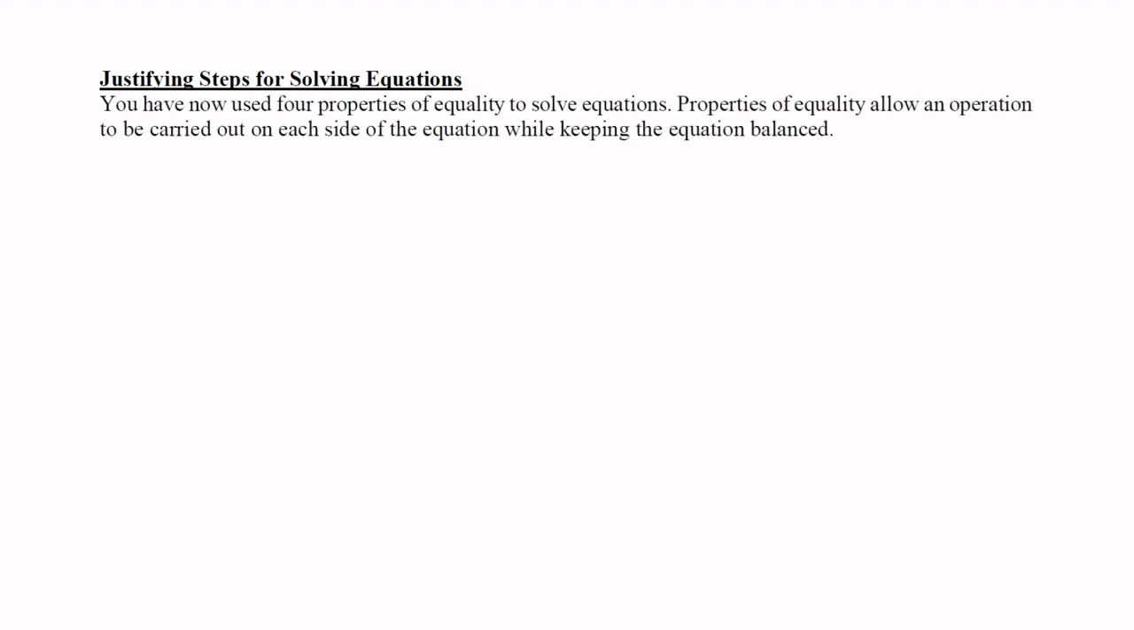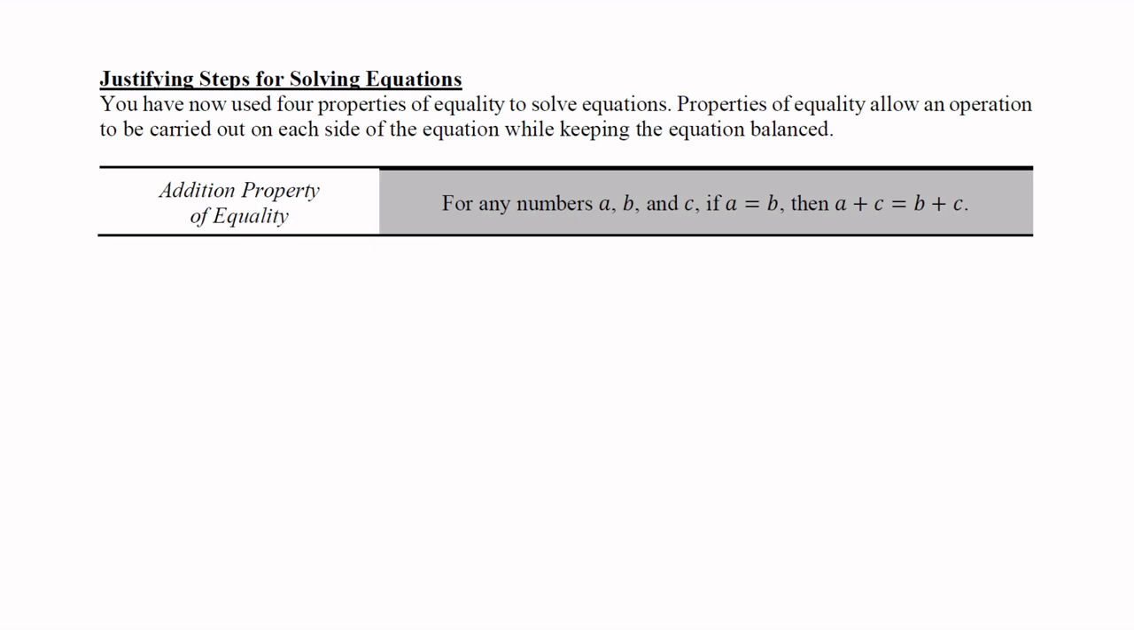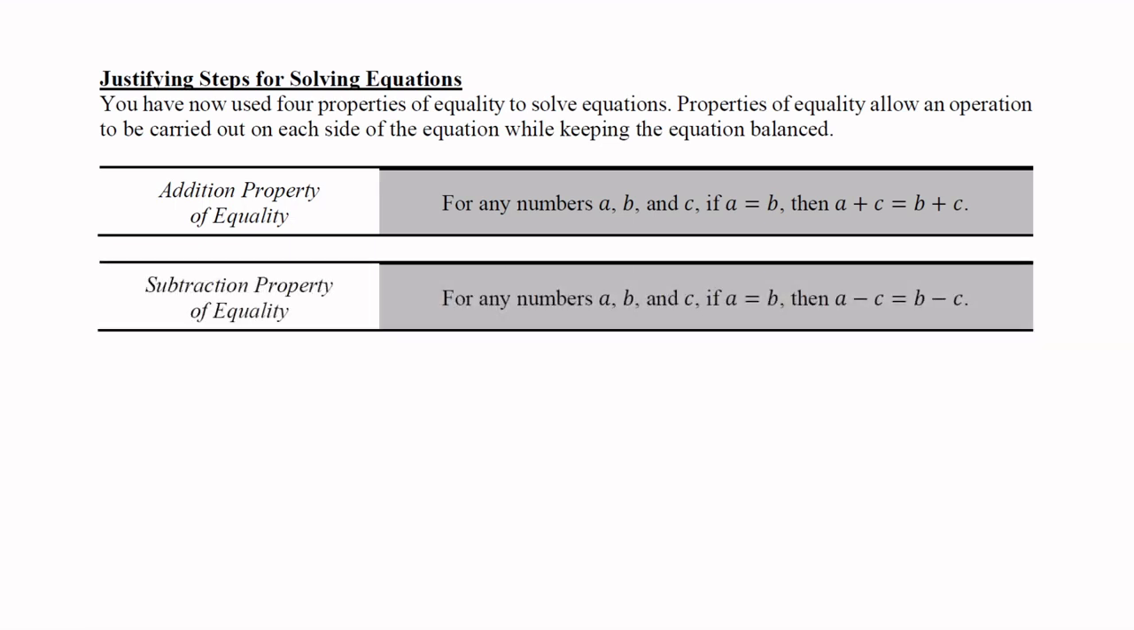Properties of equality allow an operation to be carried out on each side of the equation while keeping the equation balanced. So we have talked about doing these things, and we have done these things, but now we're going to formally call them by what they are. The addition property of equality: if we have A equals B, we can add C to both sides and it remains equal. Similarly, the subtraction property of equality says that if we take two sides that are equal, we can subtract the same thing from each side and they remain equal.